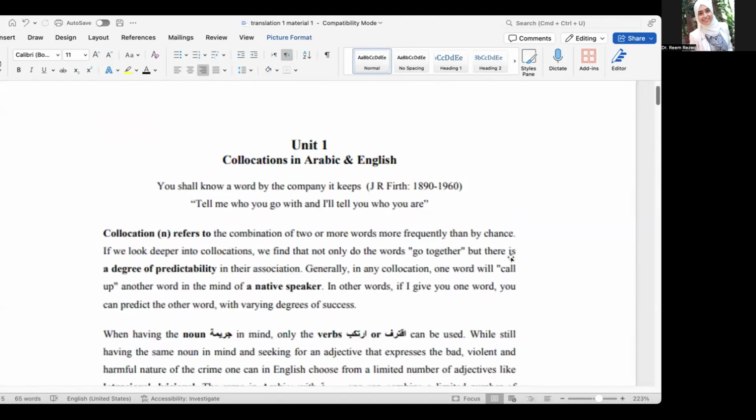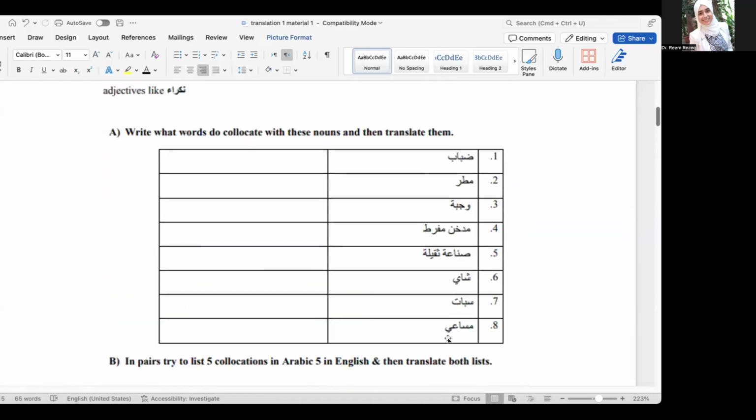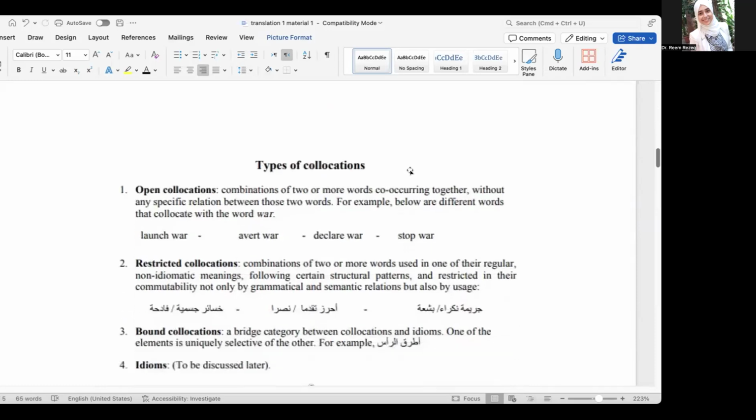So if you remember, we talked about collocation. That is a combination of two words that come together to convey meaning. For example, ارتكب جريمة. And also here we have ضباب مطر وجبة مدخن مطر صناعة ثقيلة شاي سبات مساعي حميدة. We can say مساعي حميدة in Arabic, but in English we can say good offices.